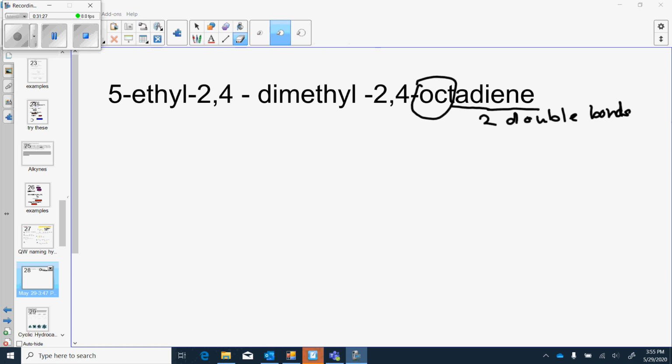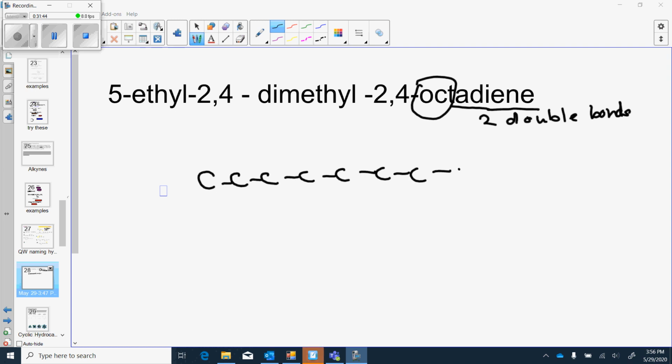So I have one, oh, come on, when you're trying to race, that's what happens. 2, 3, 4, 5, 6, 7, 8. Get your parent chain. The two numbers in front of the octadiene refer to where the double bonds are. I always count from left to right when I'm writing, so it's between the 2 and the 3, and it's between the 4 and the 5. So put those double bonds in.